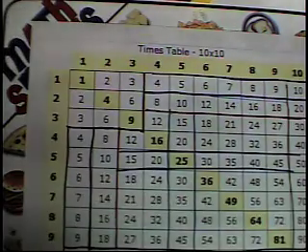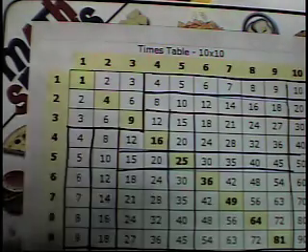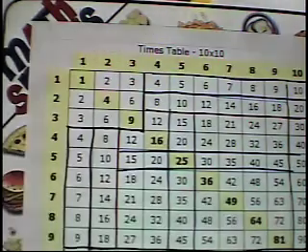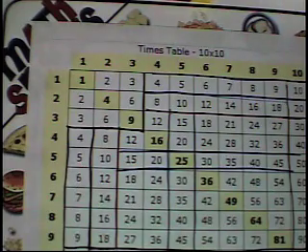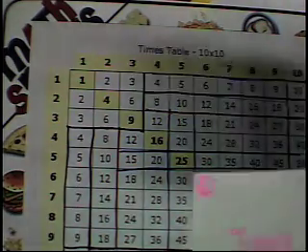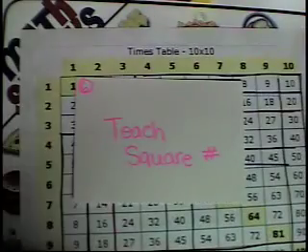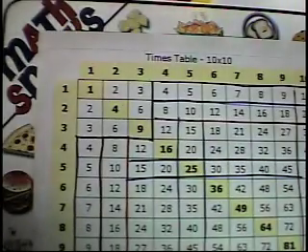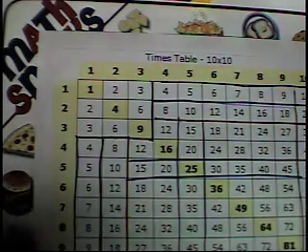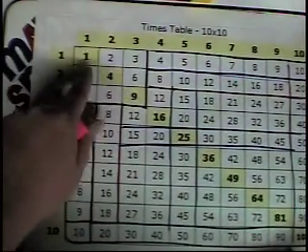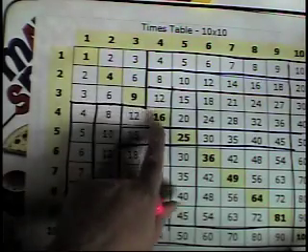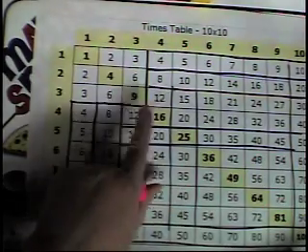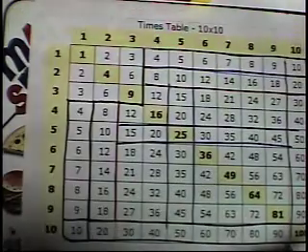Now we're going to go to a different one. We're going to look at teaching the square numbers. Oh, square numbers, that's different. Yeah, but I know what they are. Okay, what's a square number? It's a number times itself. So let's look on here. Oh, you've got them highlighted already. The numbers times itself right here: 1 times 1, 2 times 2, 3 times 3, 4 times 4, and so on.